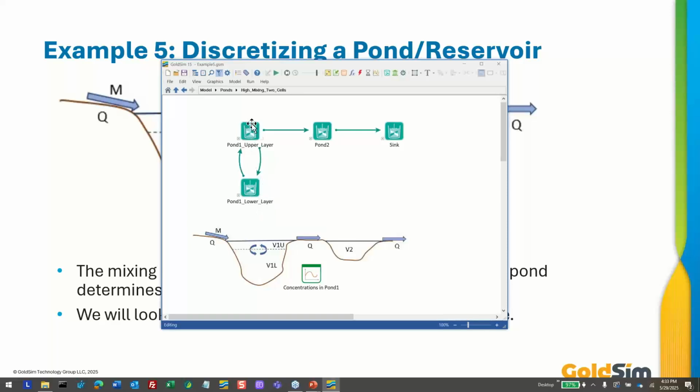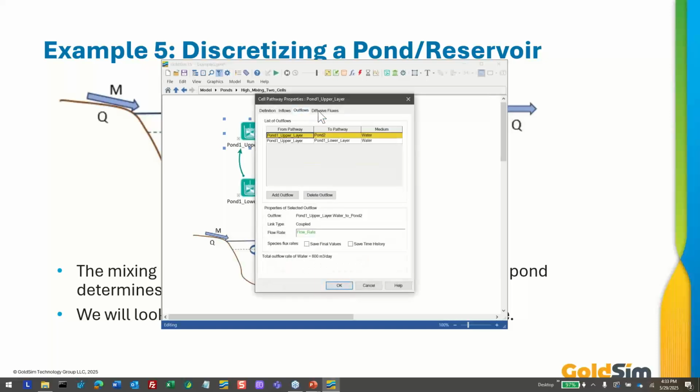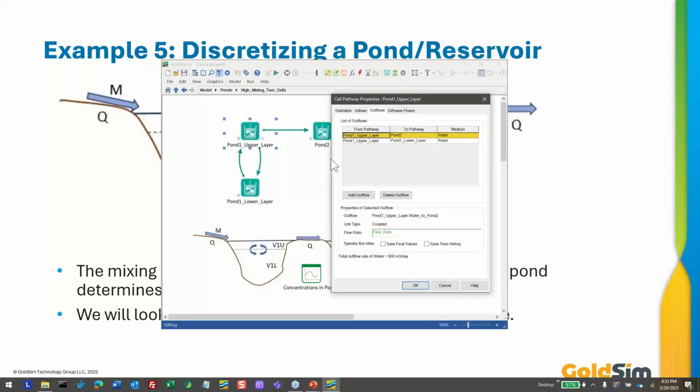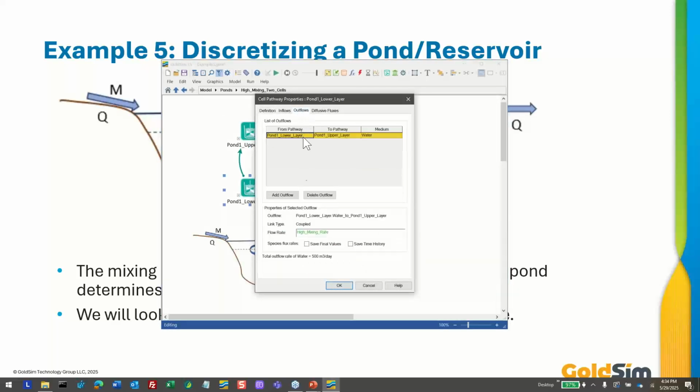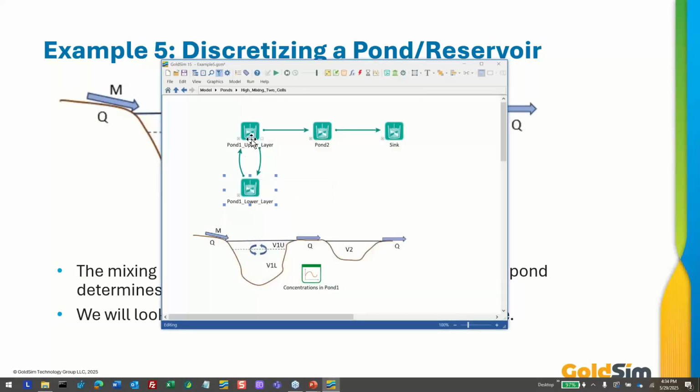And what I've done here is I've created it so it flows into pond two, but I also have water flowing down to this lower layer. And if I were to look at the lower layer, it is flowing up at the exactly same mixing rate, right? So the rate of mixing downward is the rate of mixing upward, all right? So we're mixing, and you can imagine that the mixing rate determines everything. If the mixing rate is very, very high, it's equivalent to having just one well mixed cell, right? If the mixing rate is very, very low, we're going to have a very different answer.